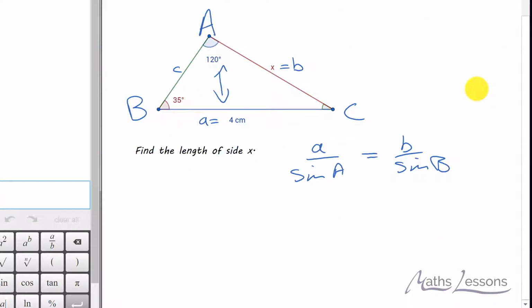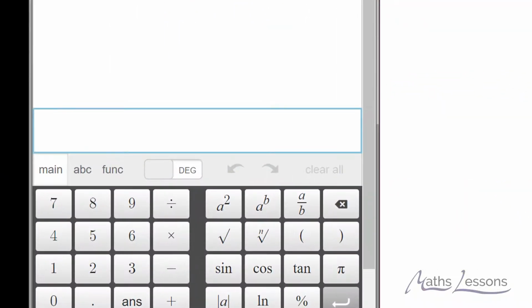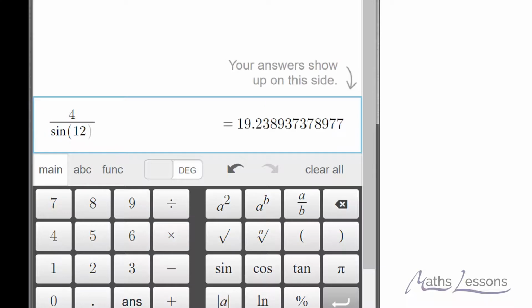And then we put our numbers in. So a is 4, sine A is sine 120, equals b, which is x, over sine B, which is sine 35. So what I'm going to do now is work out what this is on the calculator. So 4 divided by sine of 120.